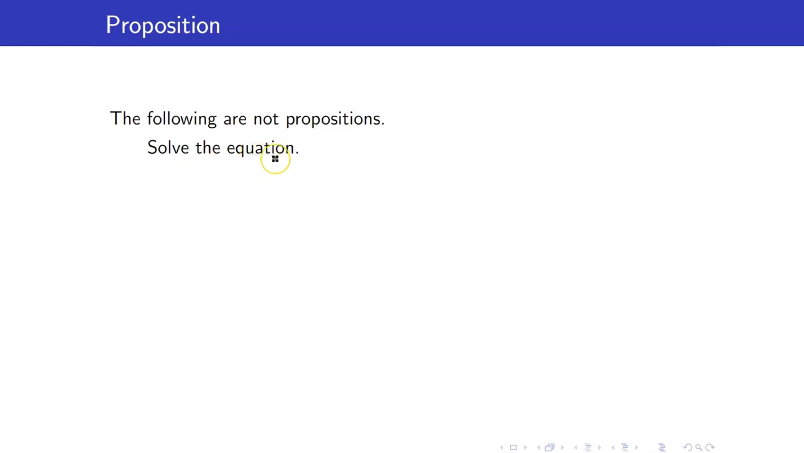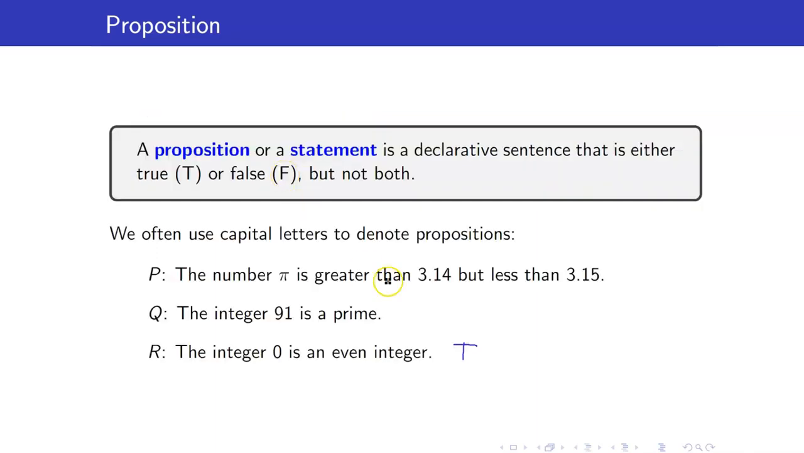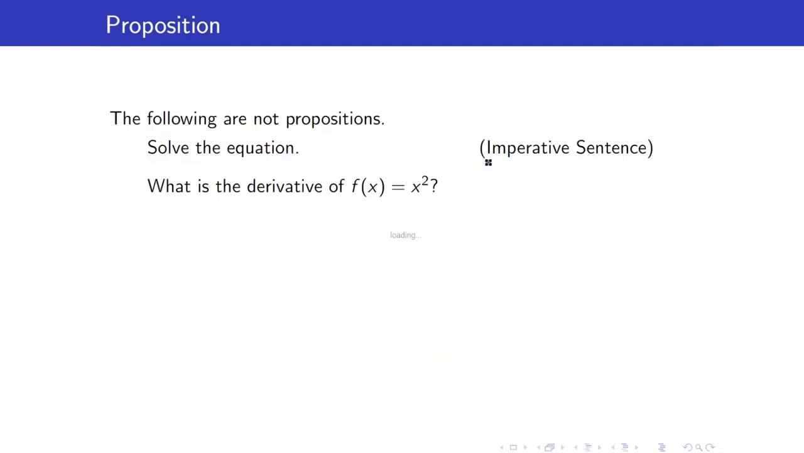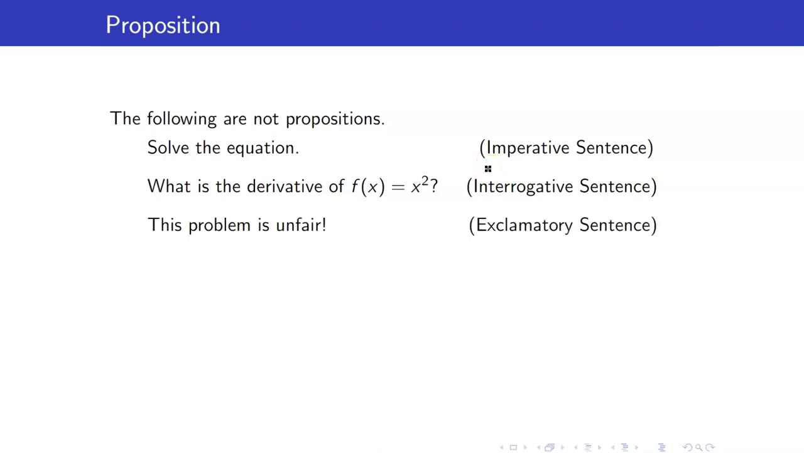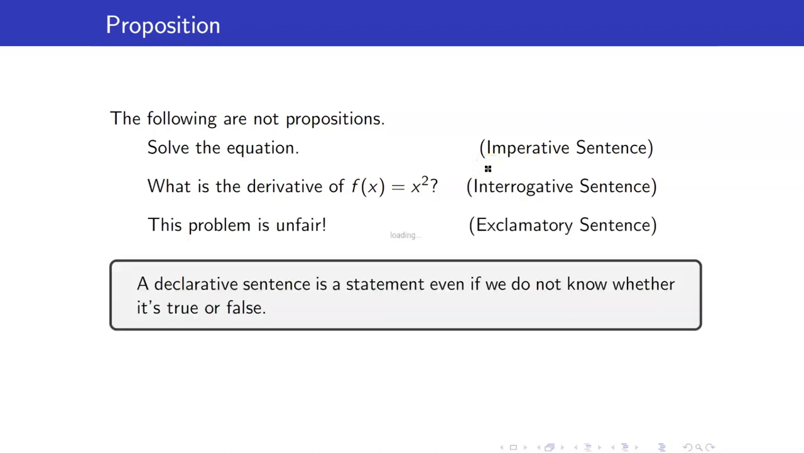Solve the equation. This is not a proposition because this is an imperative sentence or a command. Remember that a proposition has to be a declarative sentence. What is the derivative of f of x equals x squared? This is an interrogative sentence, so therefore not a proposition. This problem is unfair. This is an exclamatory sentence.